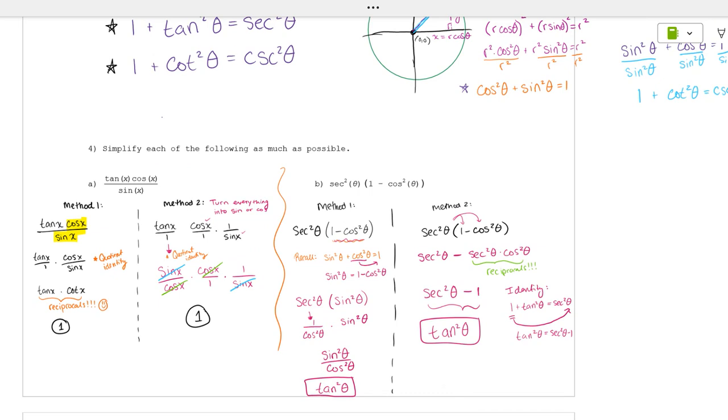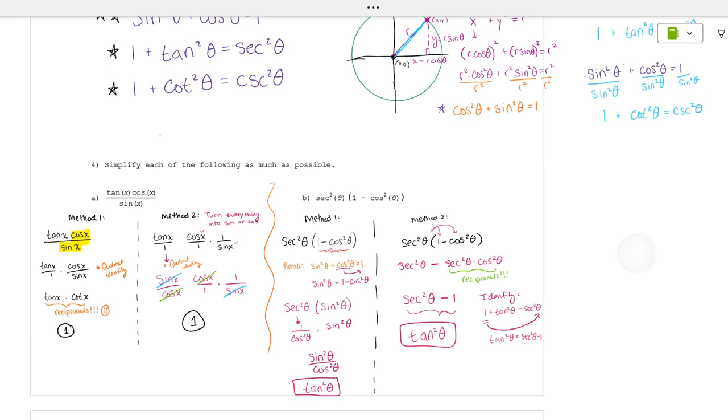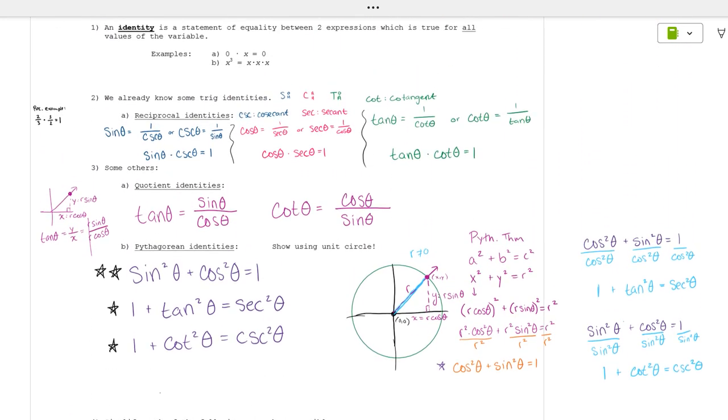Okay. So hopefully those two examples give you an idea of how identities can be used to simplify trigonometric expressions.